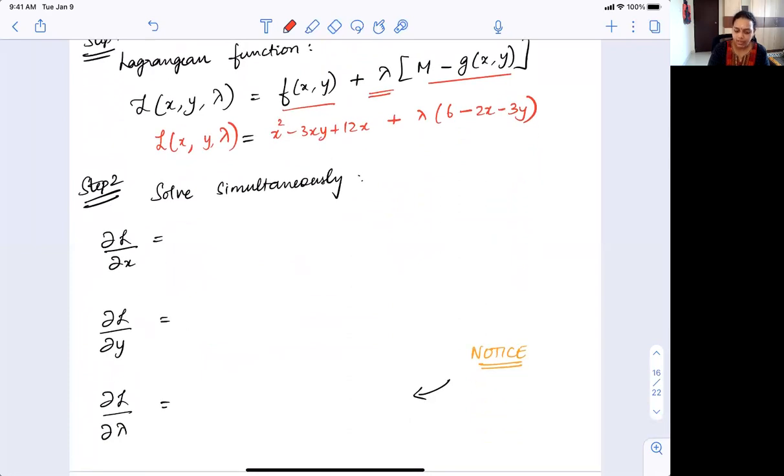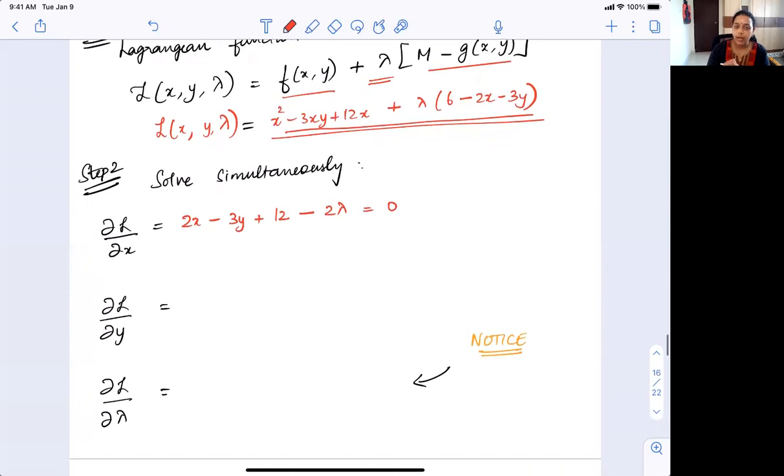What will be the partial derivative of this function with respect to x? When you take the partial derivative, you keep y and lambda constant. So this is going to be 2x minus 3y plus 12 minus 2 lambda equals 0. That's my dou L by dou x. Let me do dou L by dou y. Here I take the partial derivative with respect to y and keep x and lambda constant, so this will be minus 3x minus 3 lambda equals 0.